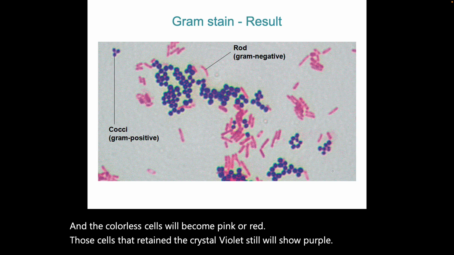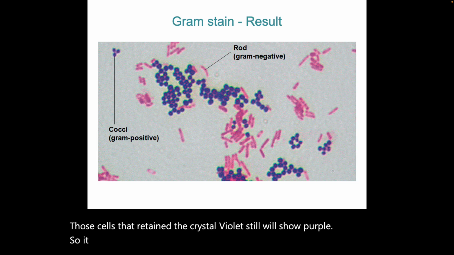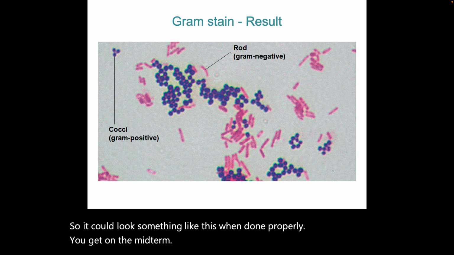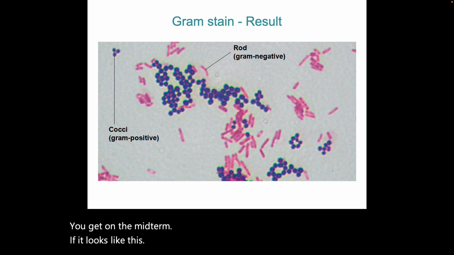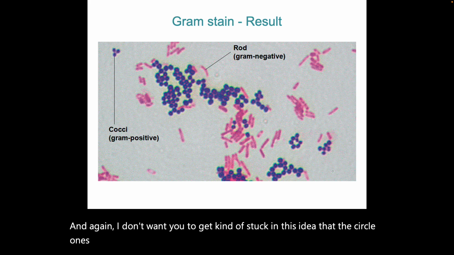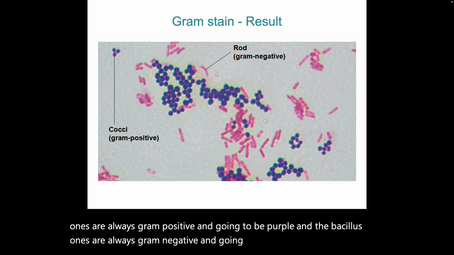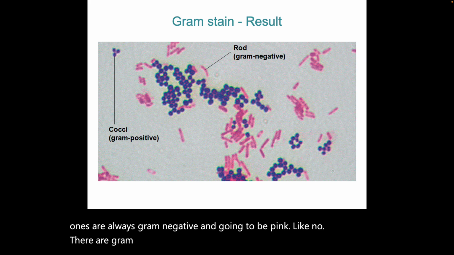So it could look something like this when done properly. You get an A on the midterm if it looks like this. And again, I don't want you to get kind of stuck in this idea that, oh, well, the circle ones are always gram-positive and going to be purple, and the bacillus ones are always gram-negative and going to be pink. Like, nope. There are gram-negative circles. There are gram-positive rods.